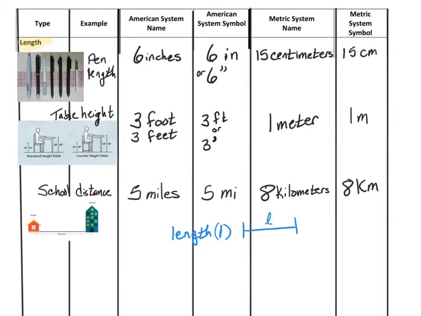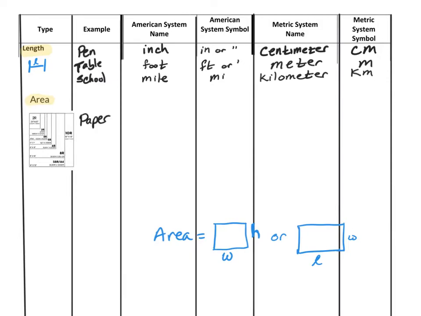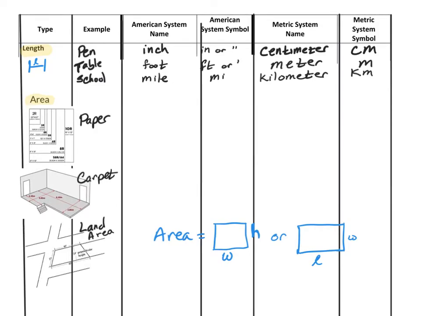Next, let's look at area. Area is measured in 2 dimensions, the height and the width, or the length and the width. Some examples of when we might use area are to measure the size of a piece of paper, or possibly how much carpet you need in your house, or how big a piece of land would be. We might see that the piece of paper is about 94 square inches.